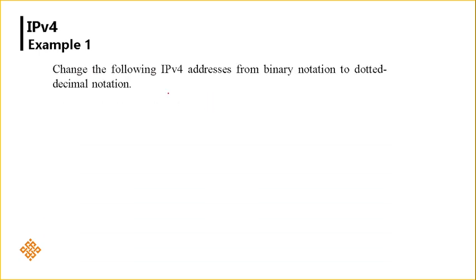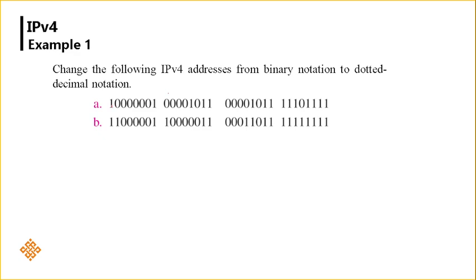So hope you understood. Now let us see one small example. You can take it as assignment. Change the following IPv4 address from binary notation to dotted decimal notation. So this is in binary form, which is of 8 bits each block, and there are totally 4 blocks. So try to convert this into decimal notation. You know, I think how to convert. For example, I will take this block.